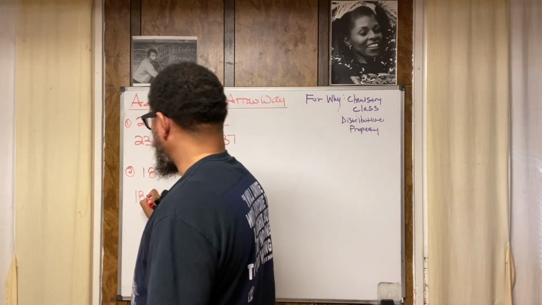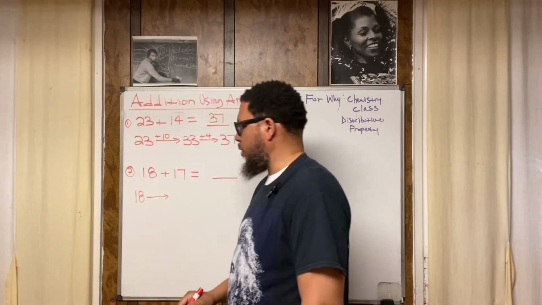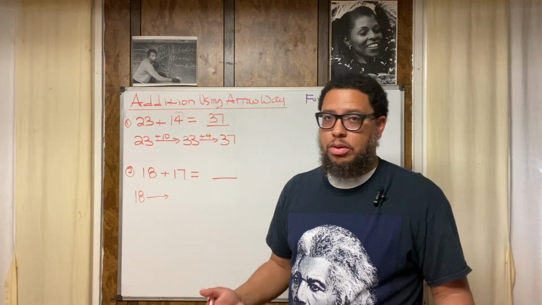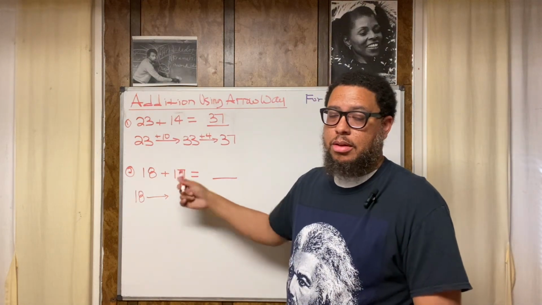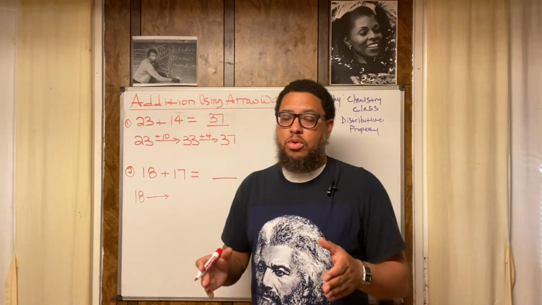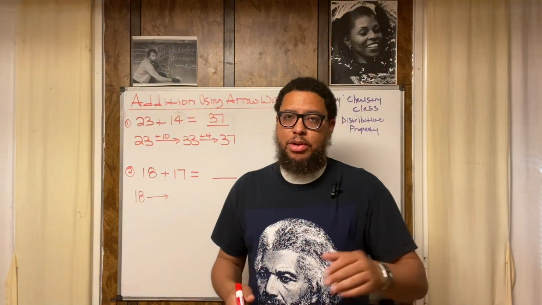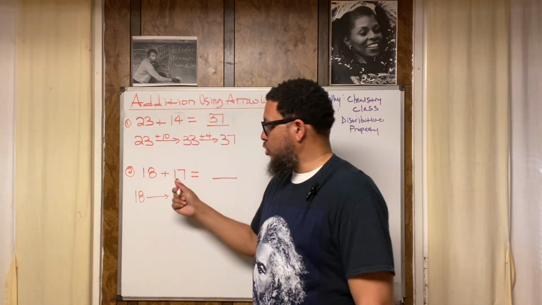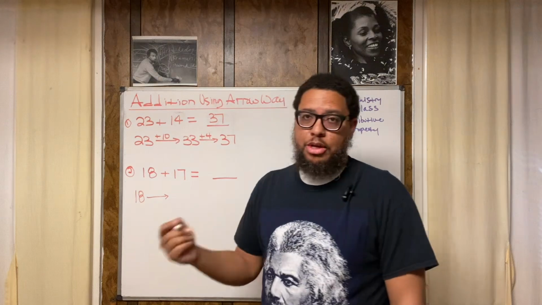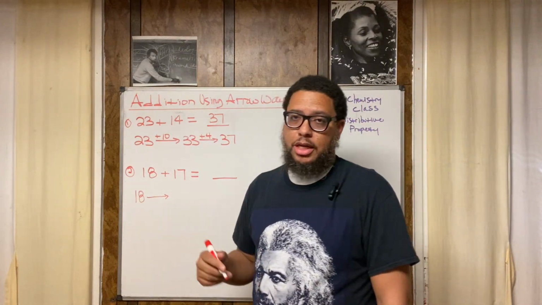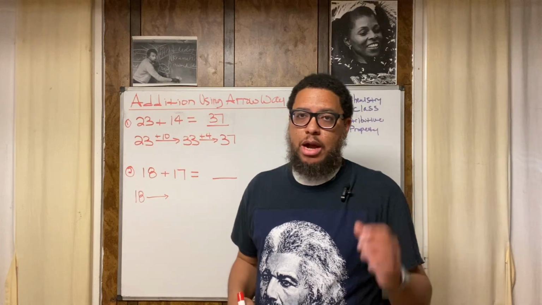And then I'm going to draw an arrow. And on top of my arrow, I'm going to put plus 10. Now, ask yourself, where does that 10 come from? It comes from the 17, because I'm basically breaking the 17 up, or decomposing the 17, into 10 plus 7. I separate it into tens and ones based on place value. How many groups of 10 do I have in 17? One group of 10. How many ones do I have in 17? 7 ones.